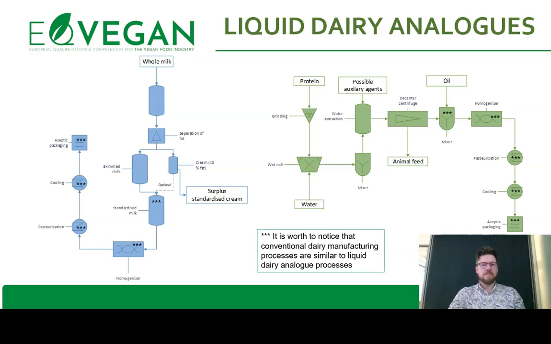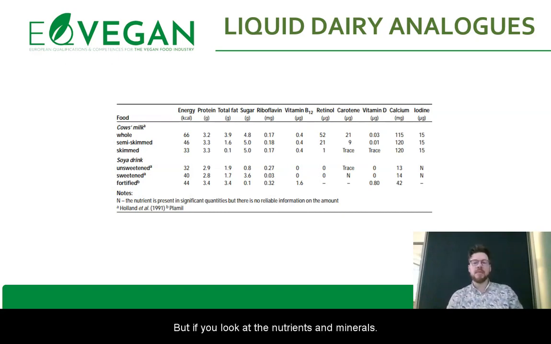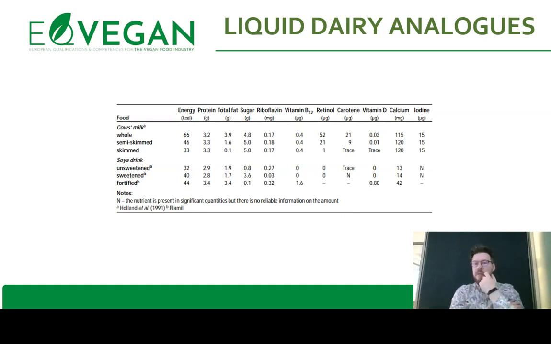Moving on, here we can find a comparison of soy milk and cow milk by the nutritional values. The macronutrients are mostly similar. There's a big difference in the total sugar content, but if you look at the nutrients and minerals, there's a bigger difference. So milk will have quite a bit of iodine and calcium. For iodine, it's non-existent in soy milk, and for calcium, it's not good either.